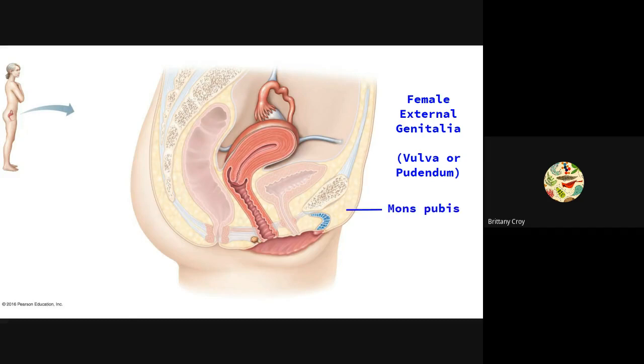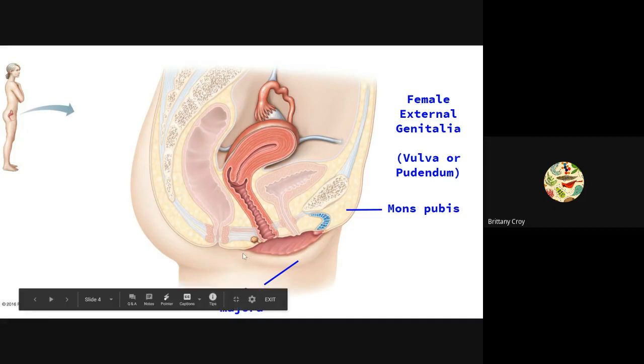All right, starting off with mons pubis. That means mountain on the pubis. It is a fatty, rounded area that's right on top of the pubic symphysis, and this is where like pubic hair would grow after puberty.